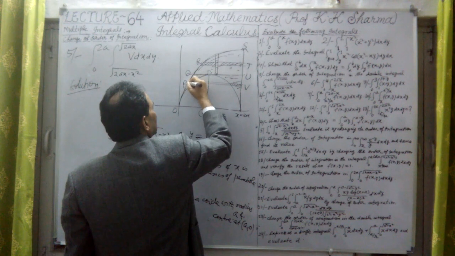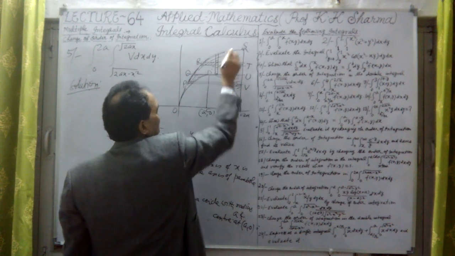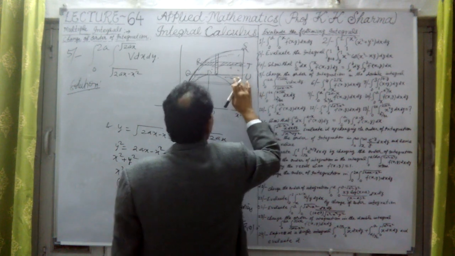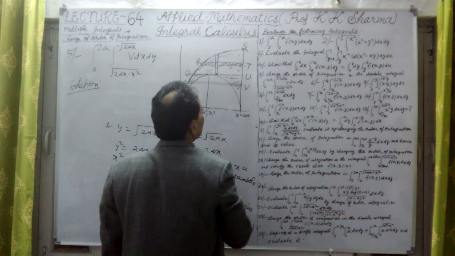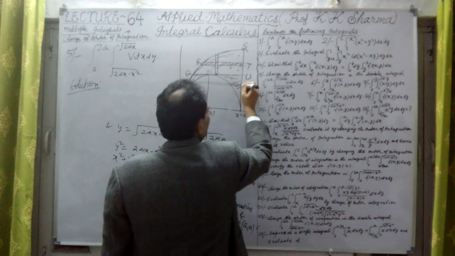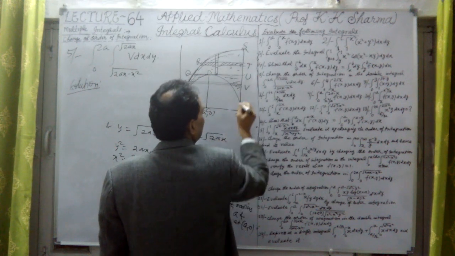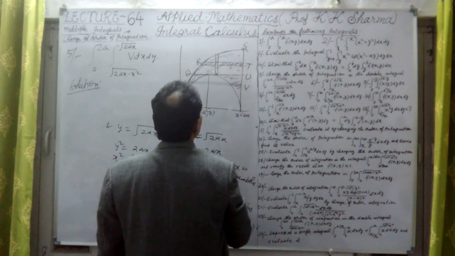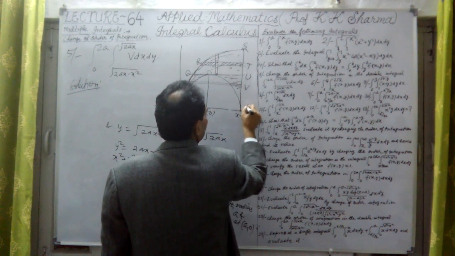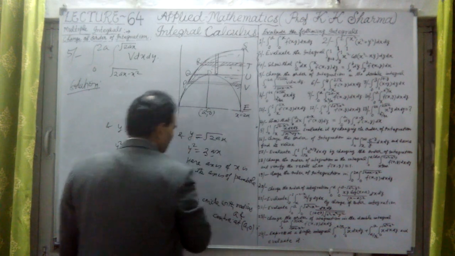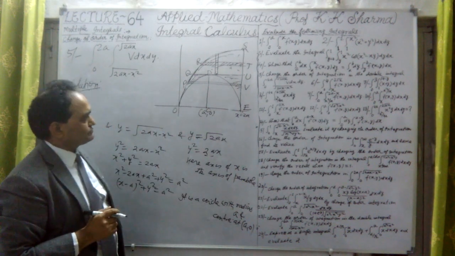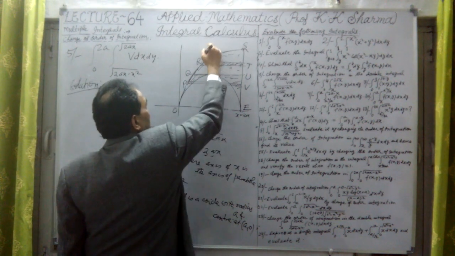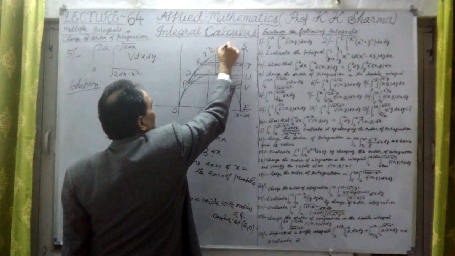This is the parabola, and the arc of the parabola is this. Now this point is this one, and if I take these three regions, what are the three regions? Then let me find the limits here. Let me take points A, B, C, D, E. No problem. What are the limits here? There are two curves. What is the parabola here? The parabola is y square equal to twice a x.